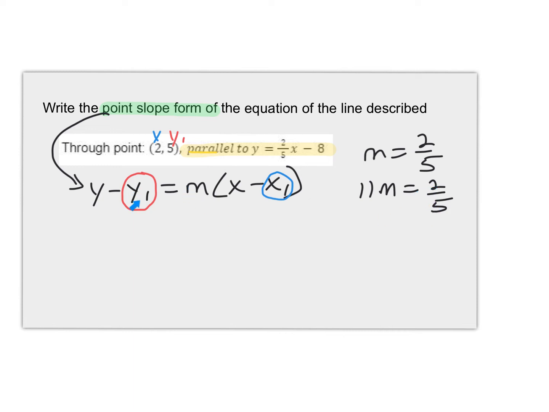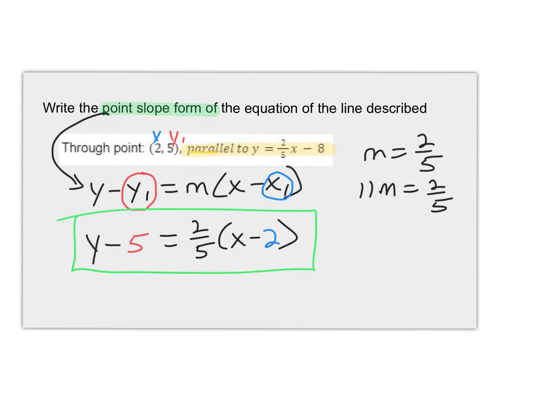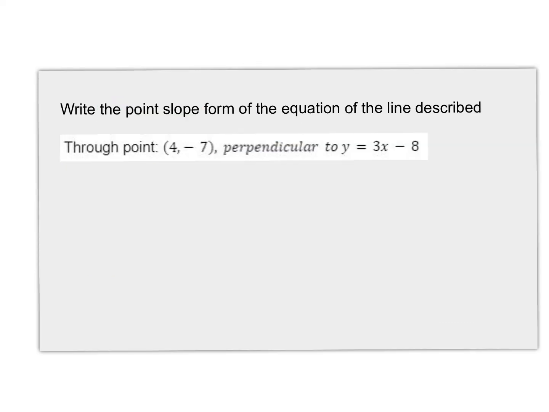And we're going to replace our y1 with 5 and our x1 with 2. So we simply write y minus 5 equals 2/5 times x minus 2. And that's it. That's the equation. All right, look at the next one.